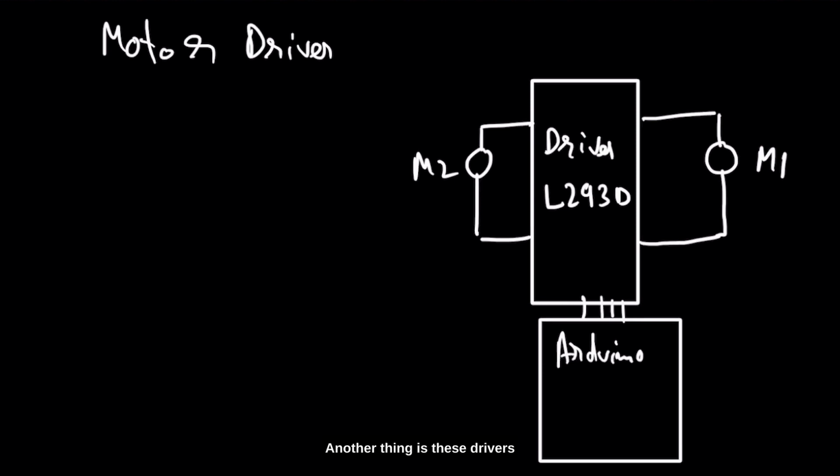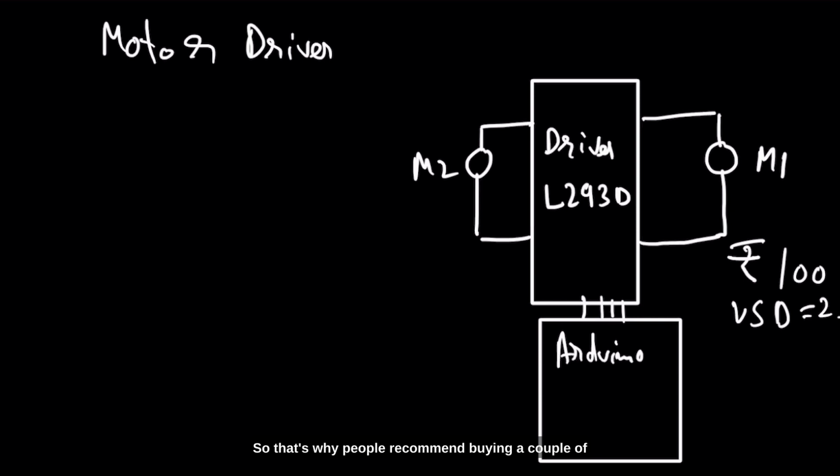Another thing is, these drivers are actually pretty cheap. I know I've been mentioning the cost, but I think it's very important for you to understand that in electronics there's a very strong correlation between cost and the output of the product. I think these cost you like INR 100 rupees, or if you're talking about US dollars, then it's going to be like $2 or something. So one controller, a motor driver, is actually very cheap. That's why people recommend buying a couple of them, so that in case you burn one of these out, you can obviously replace them.